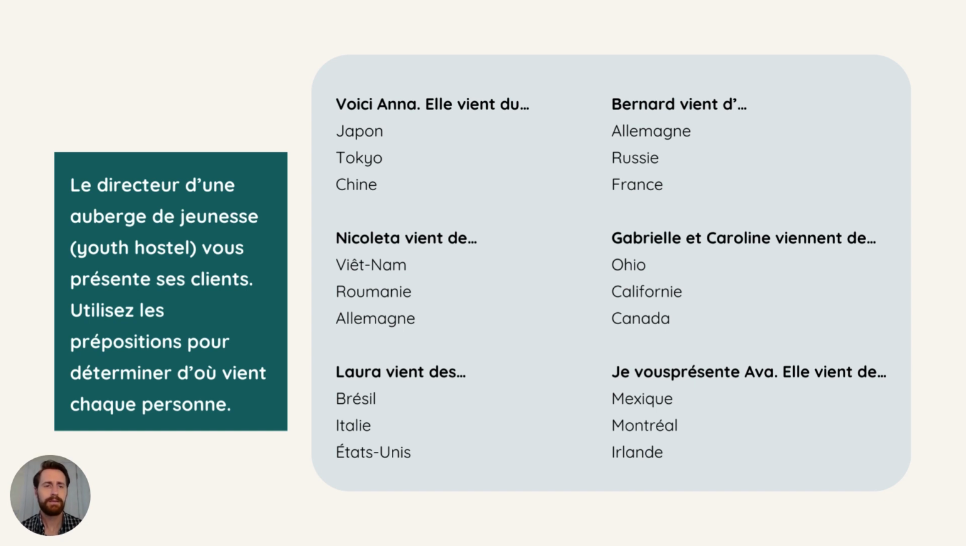Ok, again, on a une activité. Le directeur d'une auberge de jeunesse vous présente ses clientes. Utilisez les prépositions pour déterminer d'où vient chaque personne. So once again, take a moment, pause the video, and decide where each person comes from.